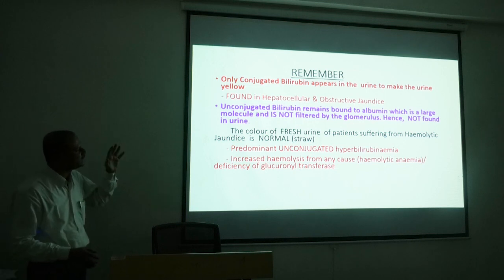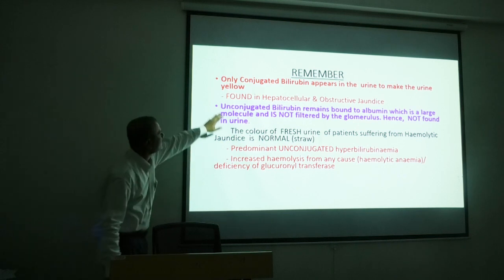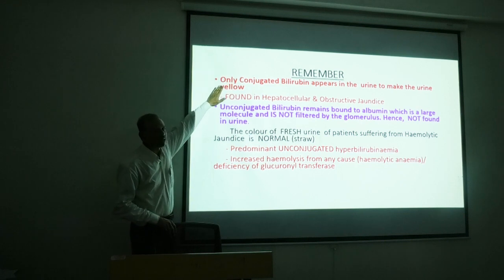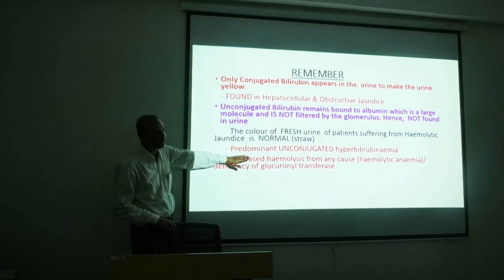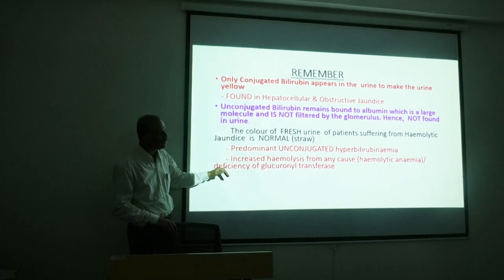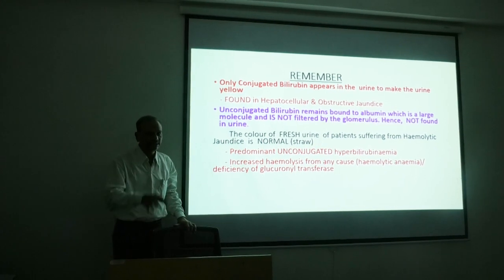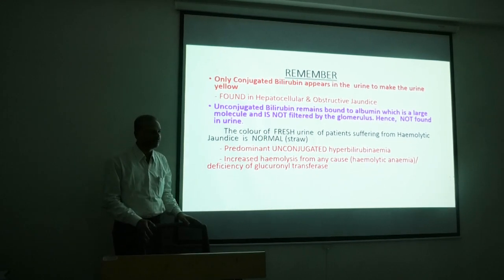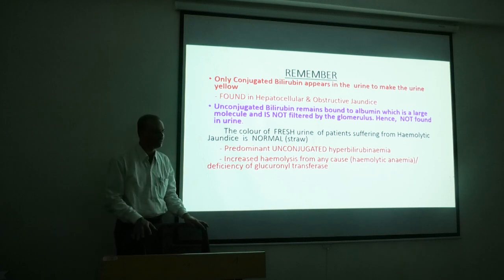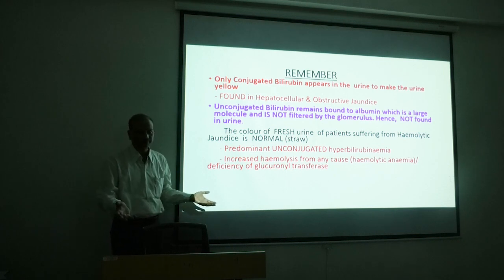Here, predominantly conjugated hyperbilirubinemia occurs, whereas in hemolytic jaundice only unconjugated hyperbilirubinemia occurs. It is found in any cause that increases hemolysis, be it disease or drug, temporary or permanent. Anything which causes hemolysis, for example a mismatched transfusion, will cause blood cells to undergo lysis.